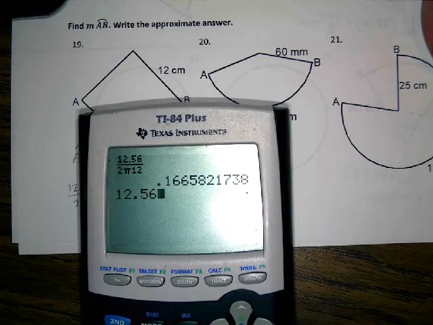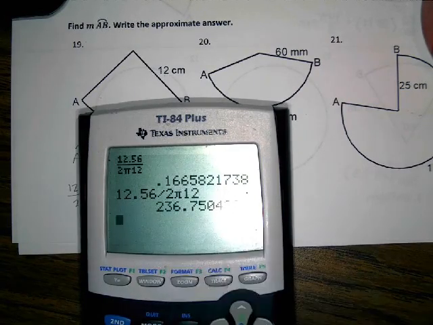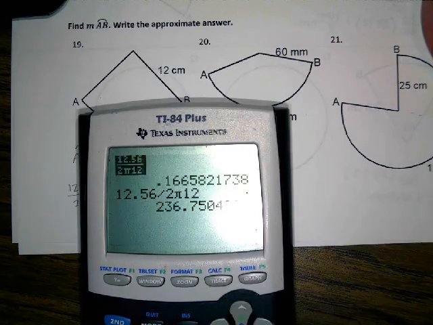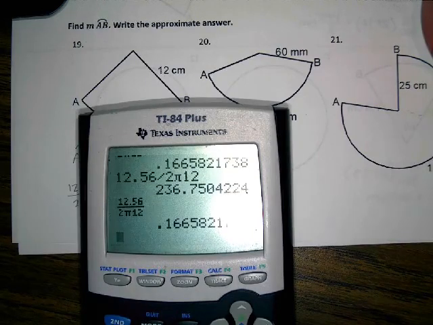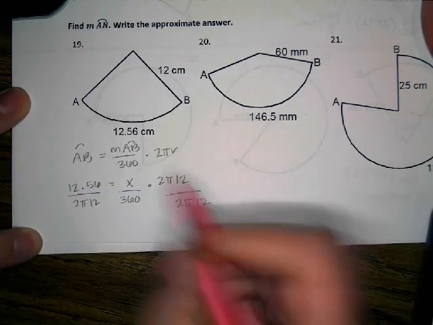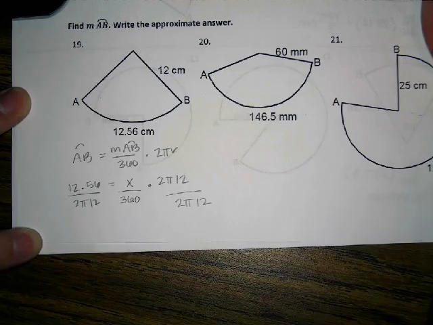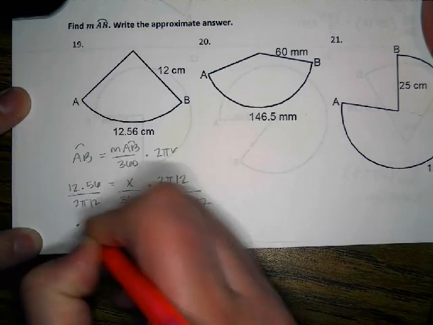That's the wrong decimal. Does that make sense? Okay, so the first one is the one we wanted. We've got that. Okay, so we divided by 2 pi 12, and so now we have that decimal. I'm going to go ahead and write it down. I'm just going to say 0.167 equals x over 360.